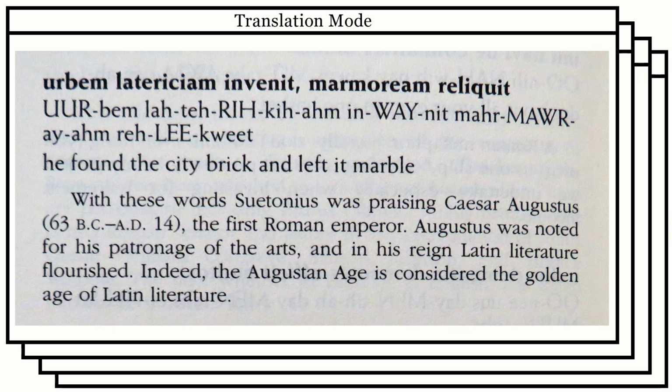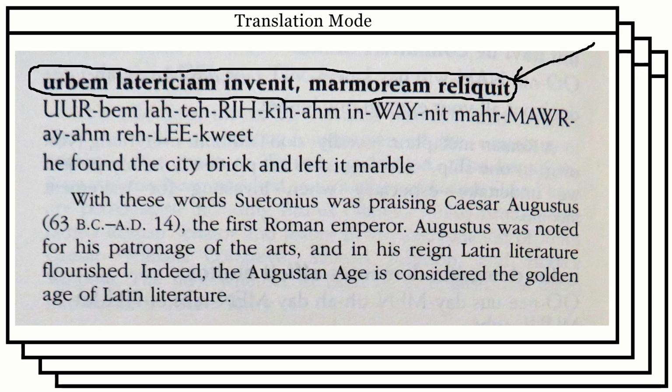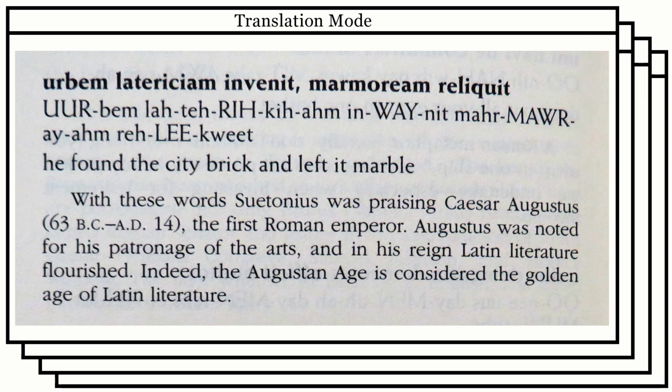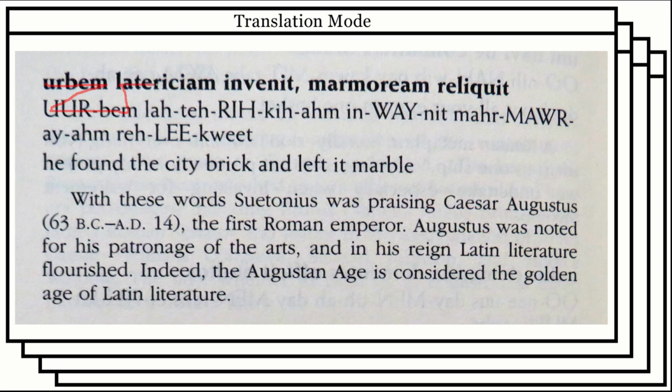And naturally, the next thing you do is to match the Latin with its actual spelling to the pronunciation. But the line of Latin is all left aligned per line, and the pronunciation is all left aligned per line and running to a second line. Now, consider what series of eye movements is required to match these up in the mind. Okay, this word is urbem, and this word is latericiam, and this word is invenit, and this word is marmoream, and this word is reliquit.